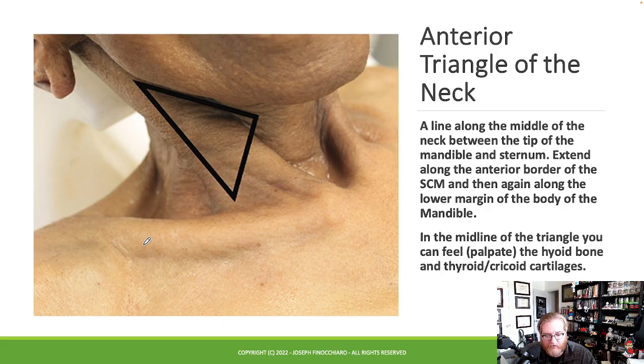So, if you were to get a picture of the upper region of the neck, what you could do is literally follow the directions. A line along the middle of the neck between the tip of the mandible and the sternum. Extend along the anterior border of the SCM, and then along the angle of the jaw. And what you're basically looking for is right inside there.